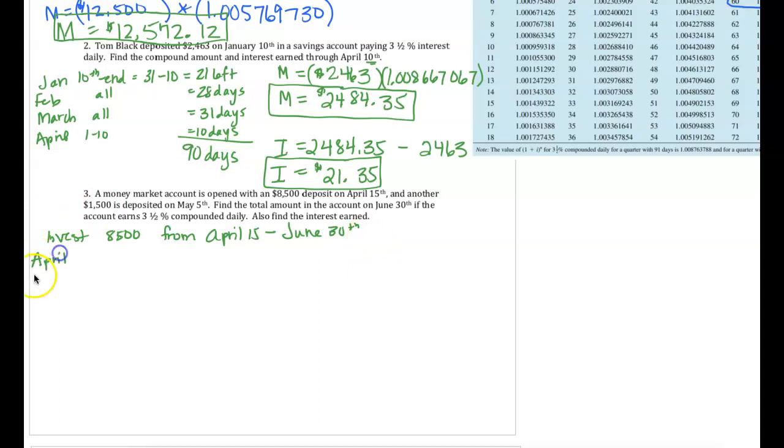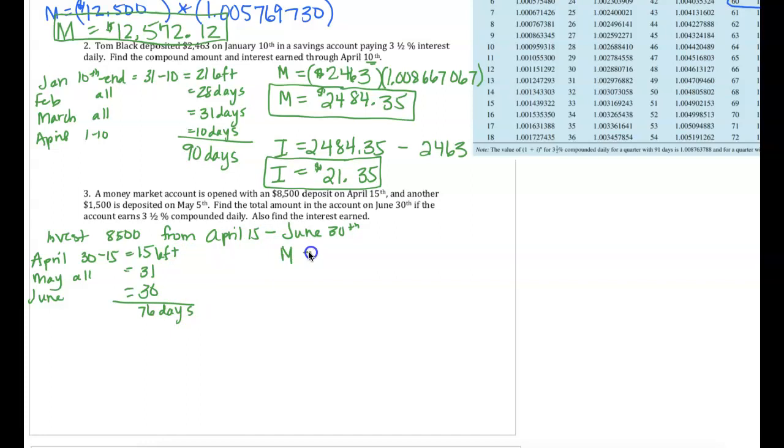Here's April, May, and June for the months that covers. And April, using my knuckles, I find out that there's 30 days in April, minus the 15 that are used already, and so there's 15 days left in April. In May, we're going to use all 31 days, and in June, we're going to use the first 30 days. And adding that up, I end up with 76 days.